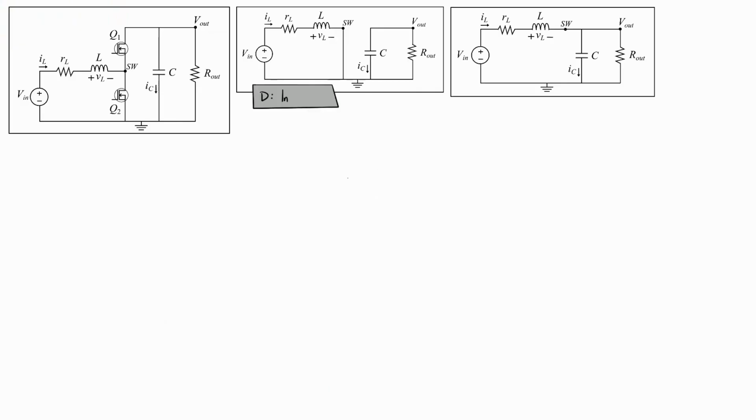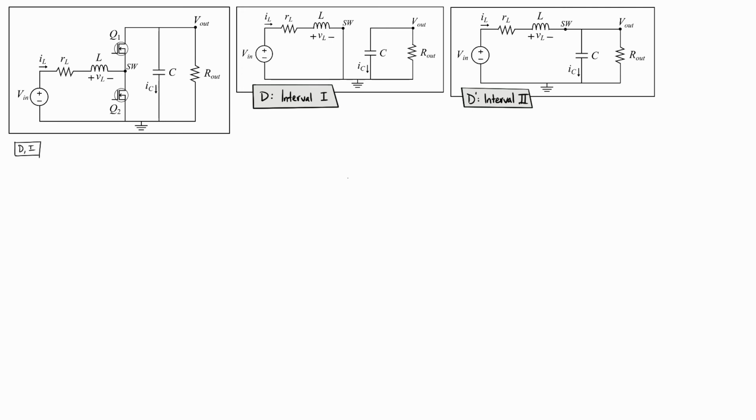And without delaying anymore, I'll jump into the derivation. So here at the beginning of this video, I've included some of the same graphics as last time. I have the boost converter, I have the D interval, interval 1, and the D prime interval, interval 2. And we need to derive the equations for each interval.